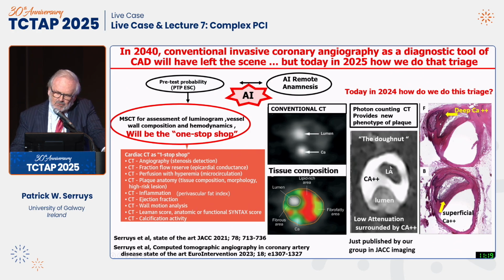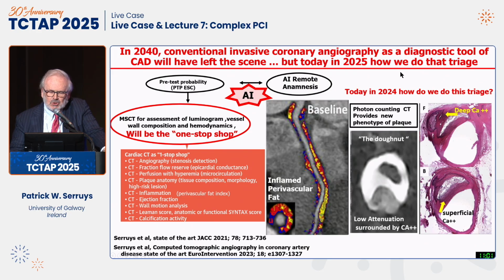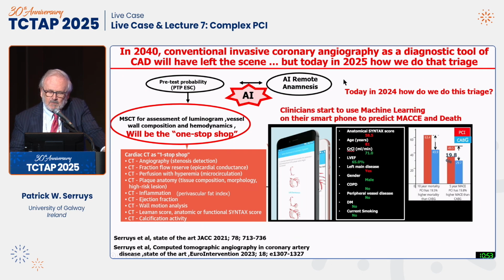This is what we have just published a few days ago. You see low attenuation surrounded by calcium, and in histopathology, indeed, we saw deep calcium, superficial calcium, and necrotic core in between as a sandwich. And I almost forgot the inflamed perivascular fat, which becomes every day a little bit more important.